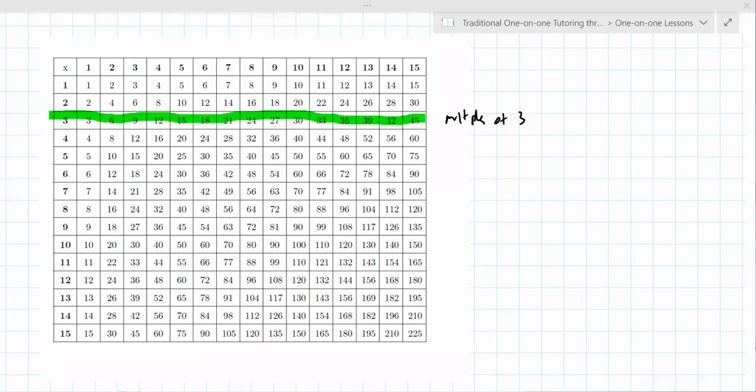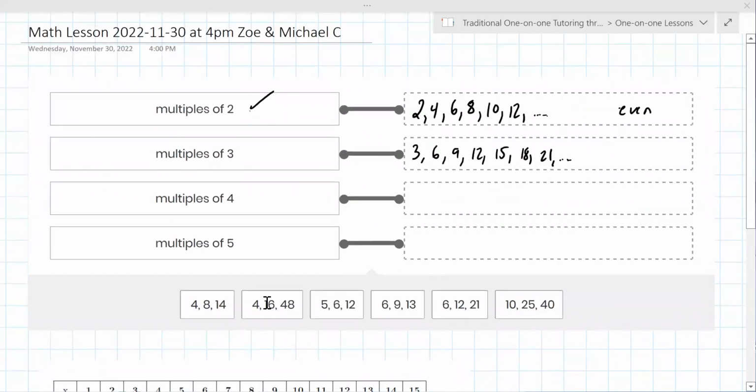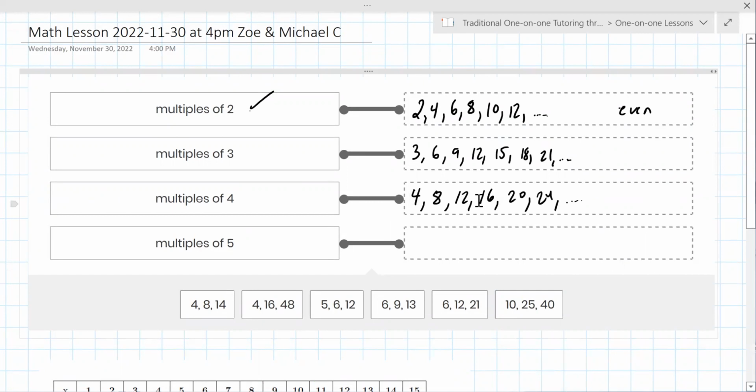Okay, let's go back and look at multiples of 4. So that's your multiplication table: 4, 8, 12, 16, 20, 24, and so on. So notice, these are all even. Do you see that? They're all even. Yep. And they're kind of like the multiples of 2. They just skip some of them. Do you see that? Yes.